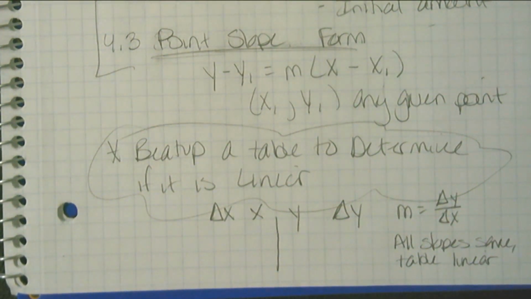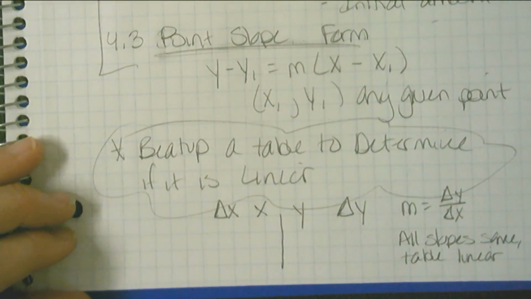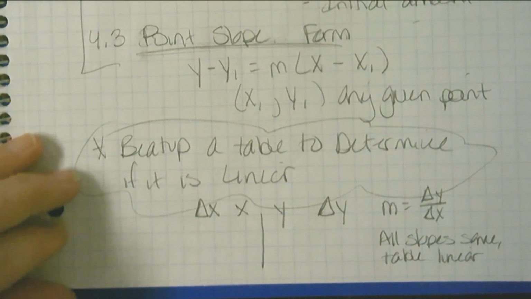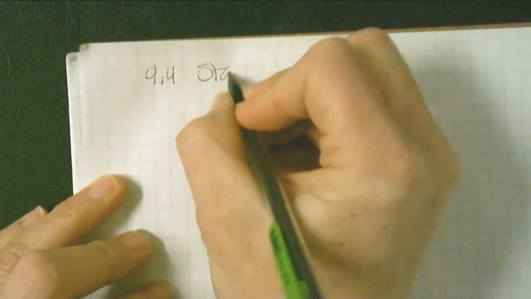If all the slopes are the same, the table is linear. From there, 4.4, we started looking at standard form. Who needs to see what's up there? Okay. So 4.4, and I know that's the right section, 4.4 is standard form.